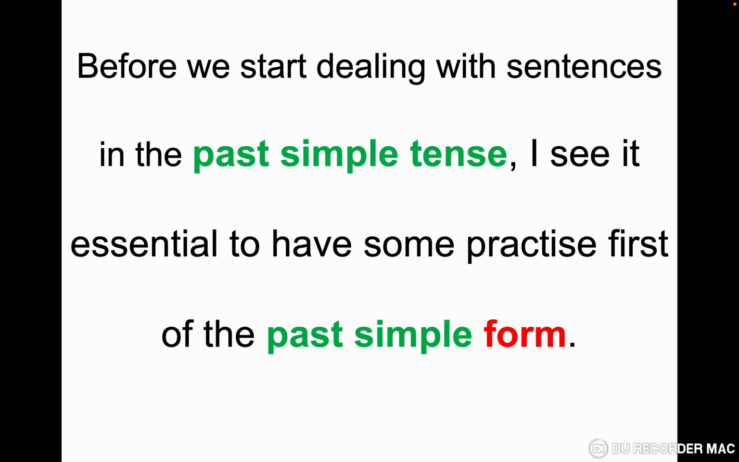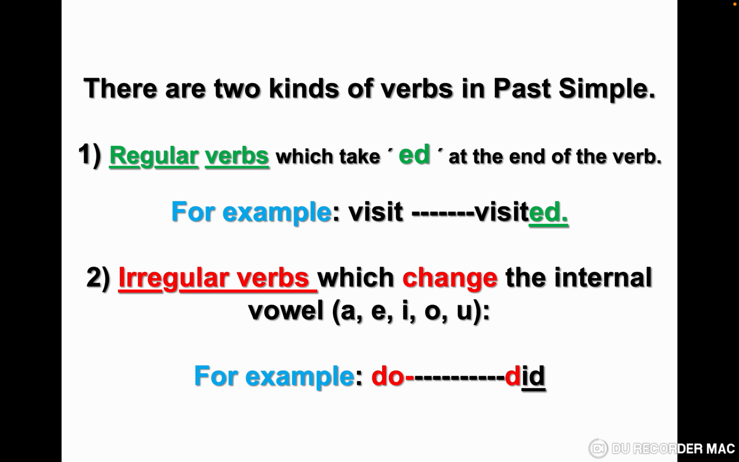Before we start dealing with verbs, as I said in the previous lesson, in the past simple tense, I see it essential or important to have some practice first of the past simple form. There are two kinds of verbs in past simple. Regular verbs, which take ed at the end of the verb, for example, visit, visited. And irregular verbs, which change the internal vowel, the vowel that is inside. So the vowels are A, E, I, O, U. For example, do changes to did: we change O to I, and we add D. So do, did. Let's continue.